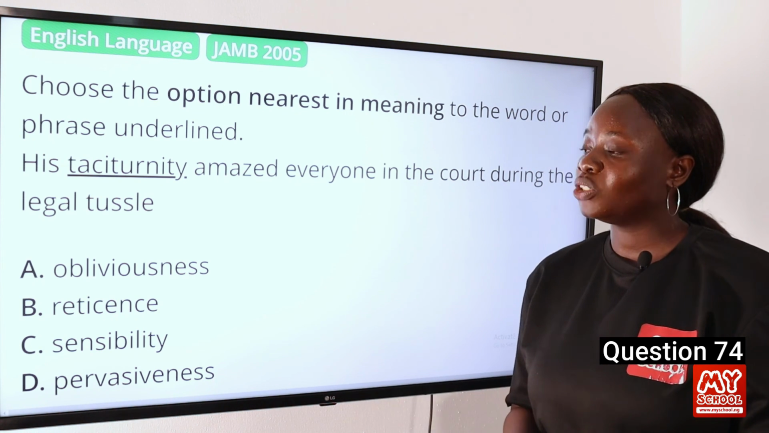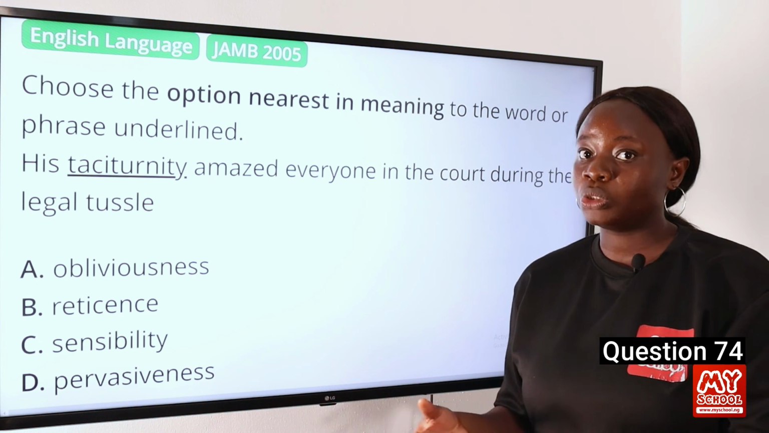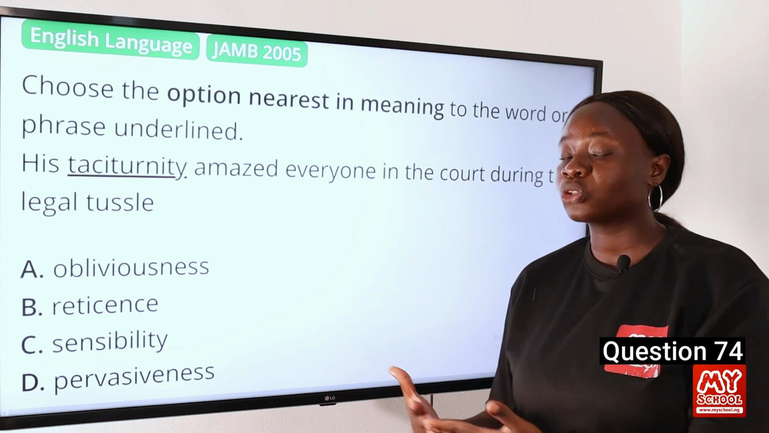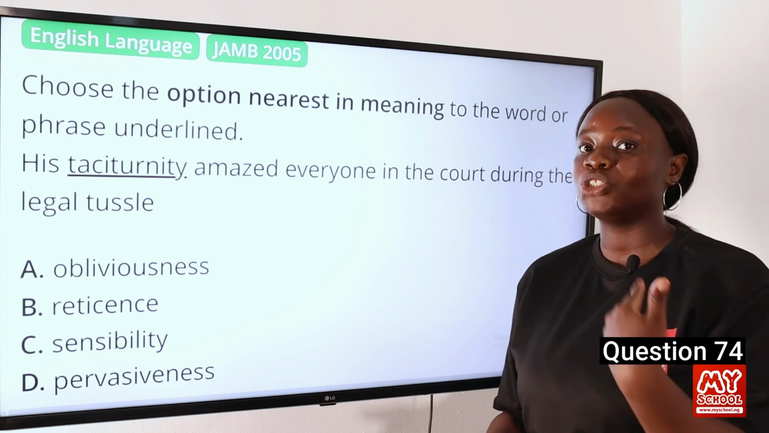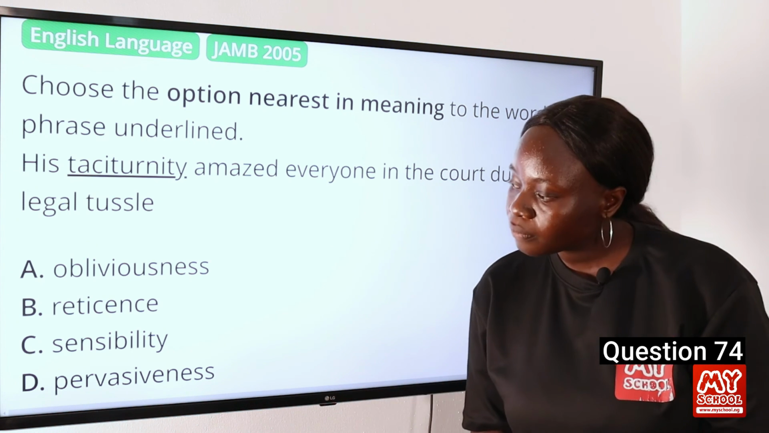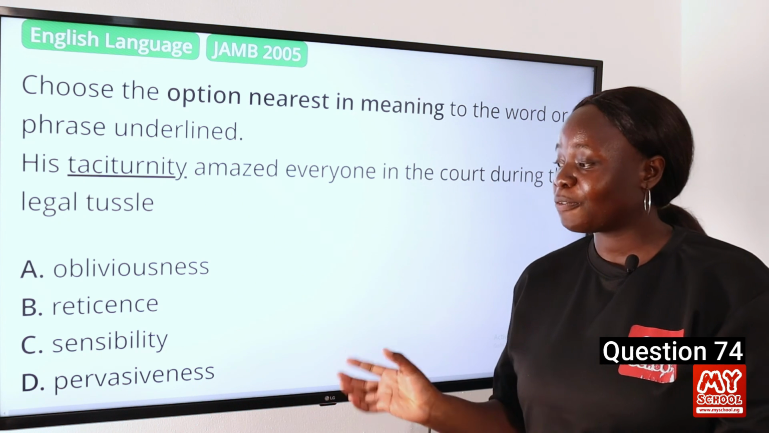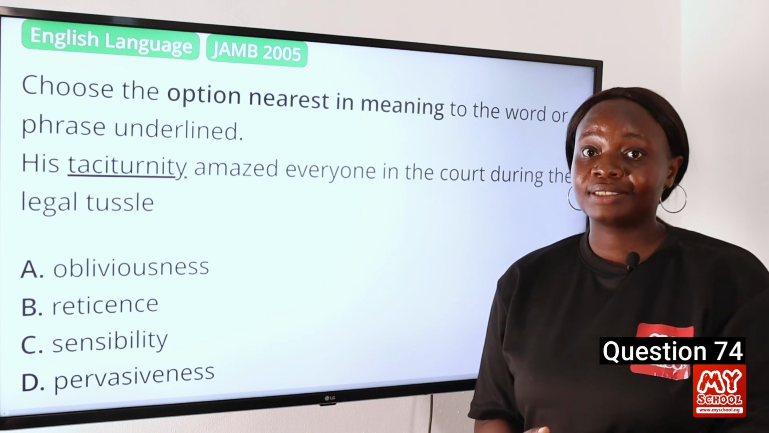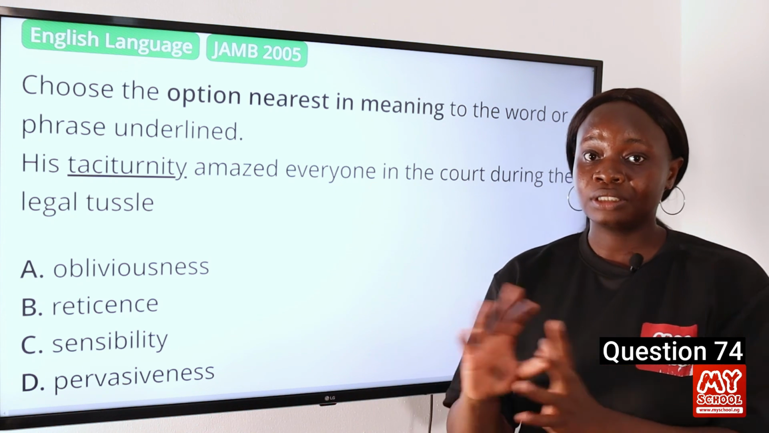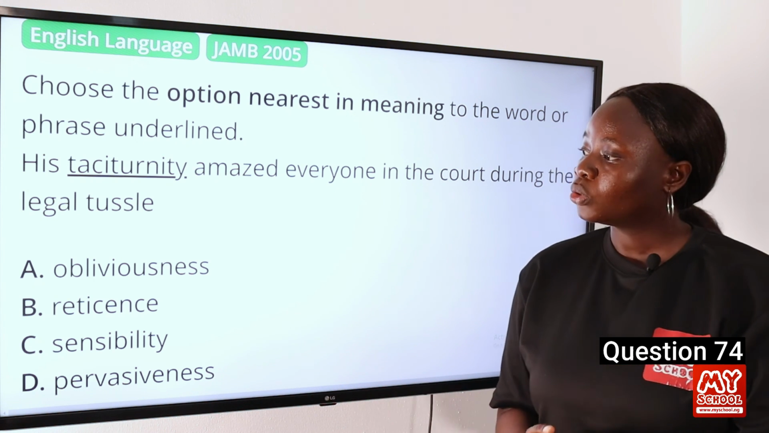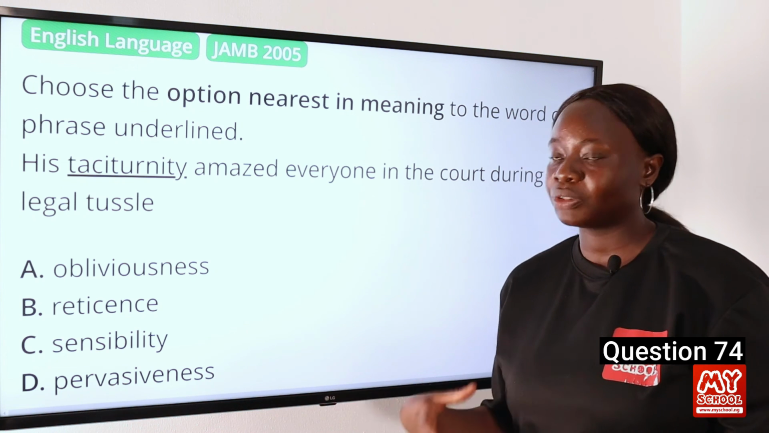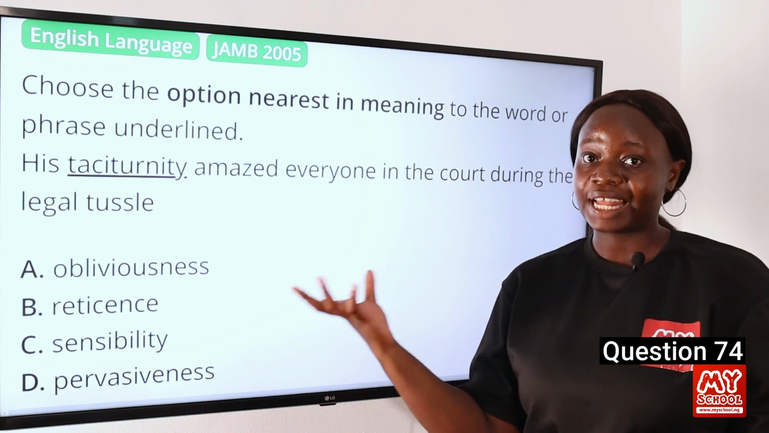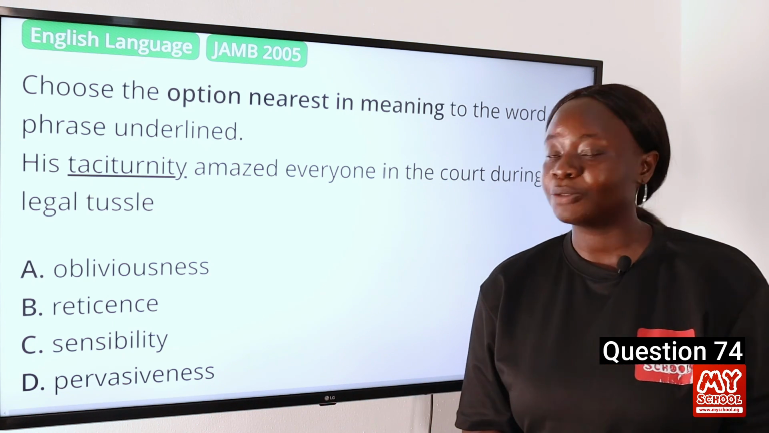Obliviousness actually means when you are not aware of the things that are going on around you, you are oblivious. Then sensibility means paying attention or respecting the cultural mores of a particular society. That means you are sensible. Then the word pervasiveness actually means when you are into everybody's business, when you are always interrupting in the affairs of other people. So the word nearest in meaning to taciturnity is reticence. Reticence also means quiet, reserved. Remember they made use of that to describe Sally in The Life Changer. So the answer to this question is option B, reticence.